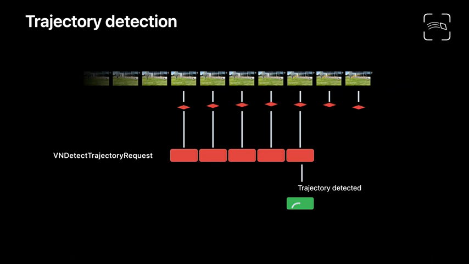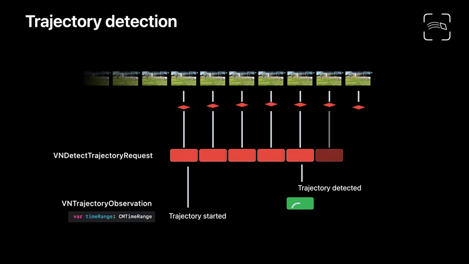Now the throw, of course, gets reported back in a VNTrajectoryObservation. But it started much earlier. I can now use the time range of the observation to know when my throw started. So now we continue feeding frames to our request, and our trajectory gets refined over time.